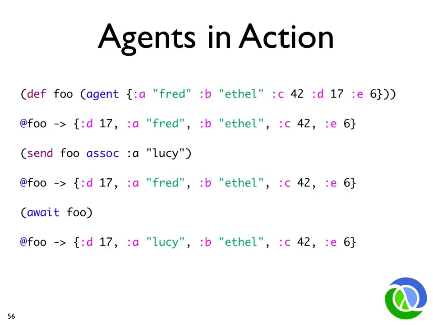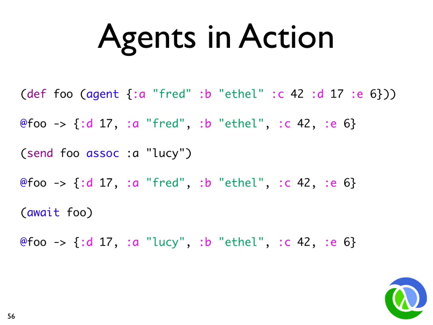So what does this look like? It looks a lot like the transactions, which is a good thing. We say def foo to be an agent with this map value. We can dereference it. We can see what's in it. No problem. We can send foo. Look how similar this looked to commute blah or alter blah. Send foo a function and maybe some arguments. That function will be applied to the state of foo. The arguments will be passed to it as well. And that will become the new value of foo. If I send this and immediately go and look, it may not have happened yet.